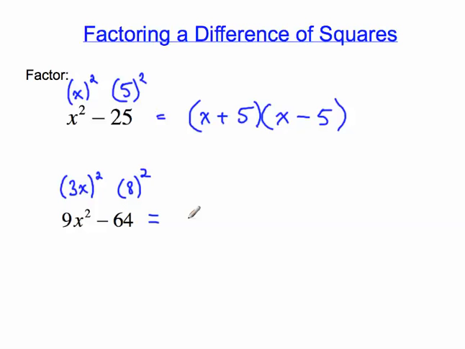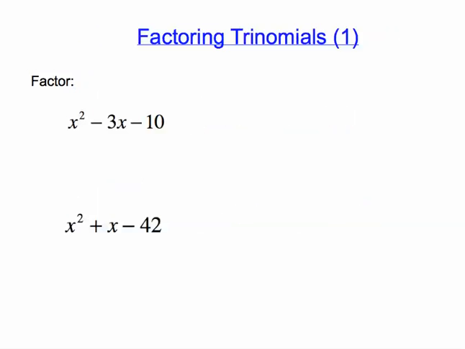is 8. So now, again, we write 3x as the first term in both of the brackets. We write 8 as the second term, because it comes from the second term here, and then we write a plus and a minus. And that's factoring a difference of squares. Now let's begin looking at factoring trinomials.